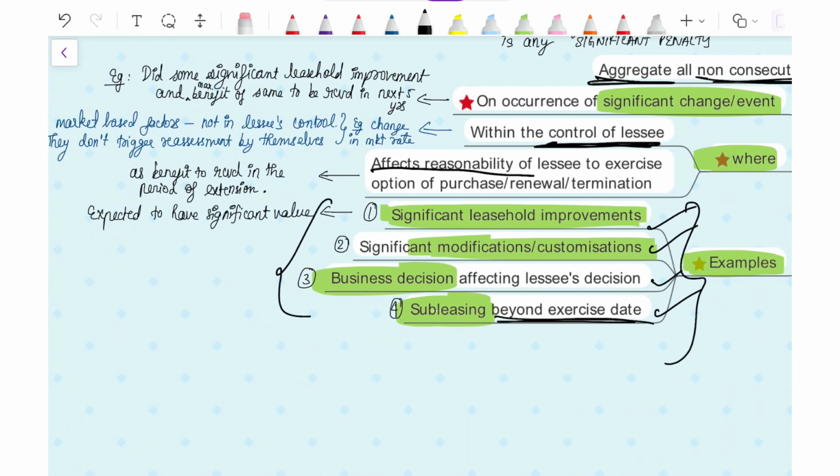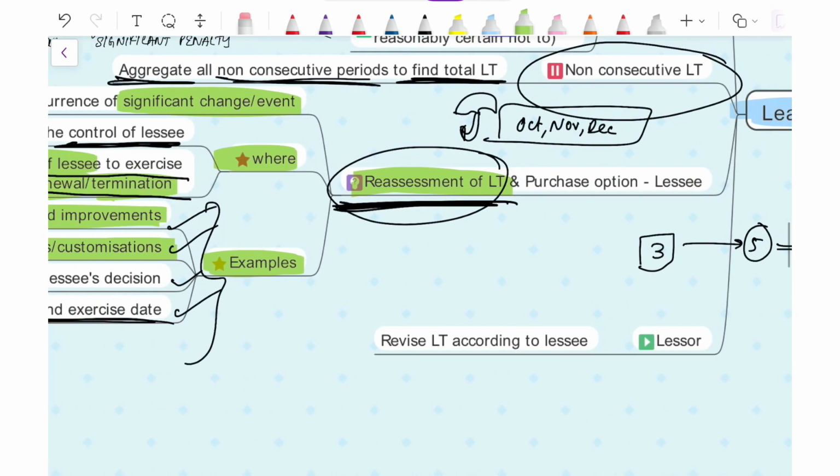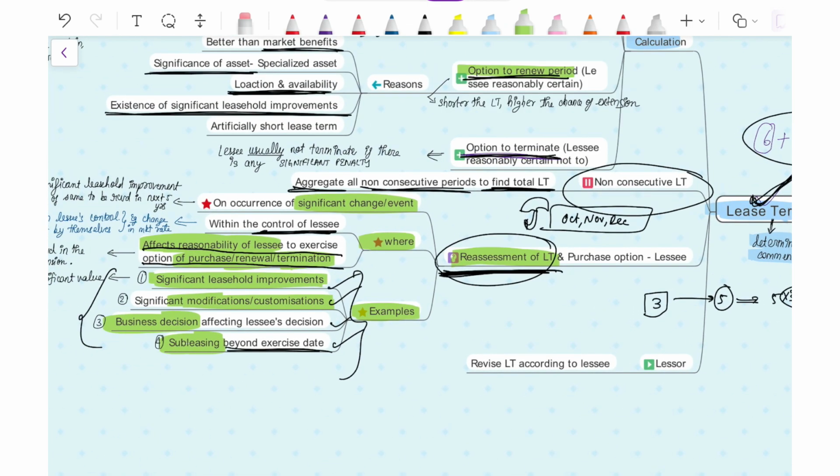Okay. And it also affects the reasonability of the lessee to exercise the option of purchase, renewal or termination. An incident has happened that was within the control of the lessee, the event or the change. But due to such event or change, it is affecting the reasonability of the lessee to either purchase, renew or terminate the contract, then in such case you can do a reassessment. So now we have understood when a reassessment can happen: it should be in the control of the lessee and it is affecting either the renewal, purchase or termination option of the lessee.